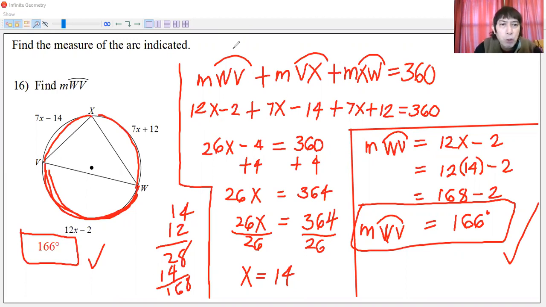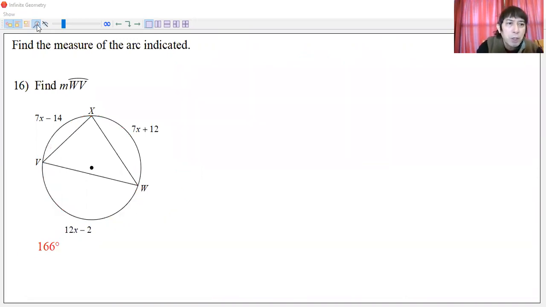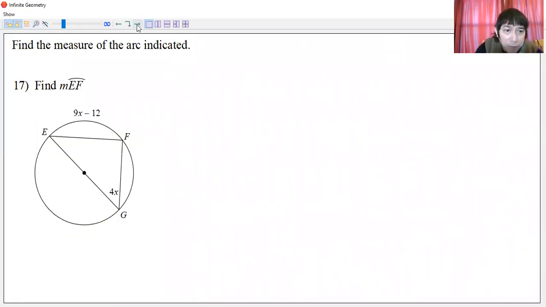Clear the solution. Clear the answer. Proceed to number 17. All right, here's number 17. Find the measure of the arc EF. Where is that arc first? All right, it's over here. There. We're after that, okay?